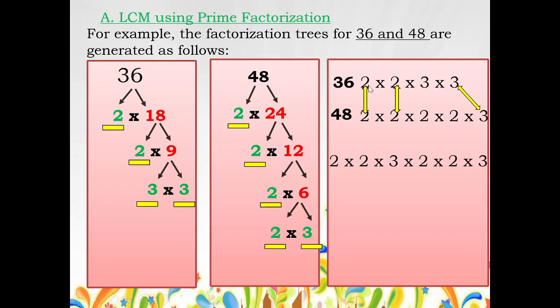And then, what's next? Next, we multiply them all. After you bring down 2 times 2 times 3 here and 2 times 2 times 3 here, you multiply all of them to find the LCM. So, let's see. 2 times 2 is 4. 4 times 3 is 12. 12 times 2 is 48. 48 times 2 is 96.